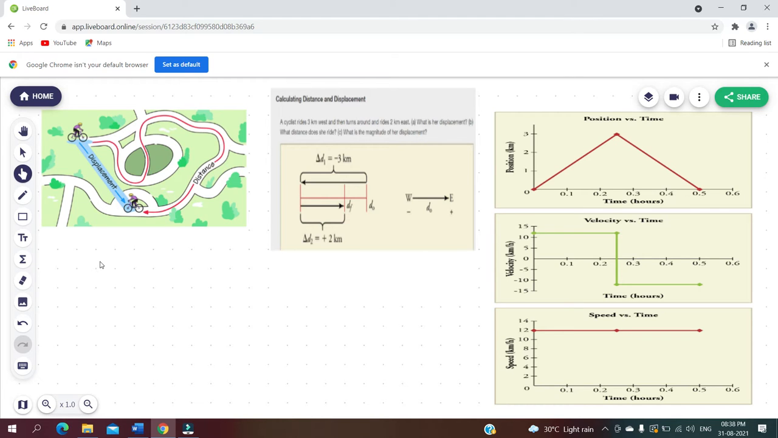So, if we take the case of motion in a straight line, if an object is moving in a straight line, there are two possibilities. It may be moving in a horizontal line or it may be moving in a vertical line. If the object is moving in a horizontal line, that is along the x-axis, there are two directions which need to be taken care of.